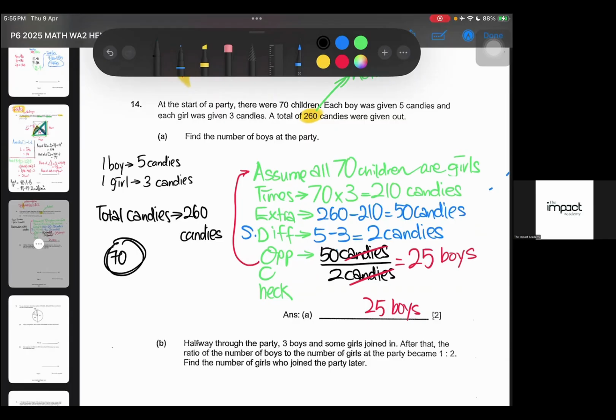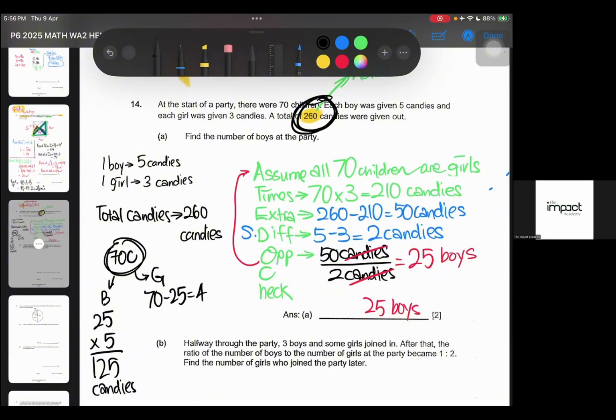Remember, you have 70 children, right? Out of these 70 children, how many boys do you have? Now you say you have 25 boys, right? One boy gets 5 candies, right? So let's check whether we are able to get back to the 260 candies. I get 125 candies over here. For my girls, I will have 70 minus 25 boys, 45 girls. Each girl gets 3, so 45 times 3, we get 135 candies.